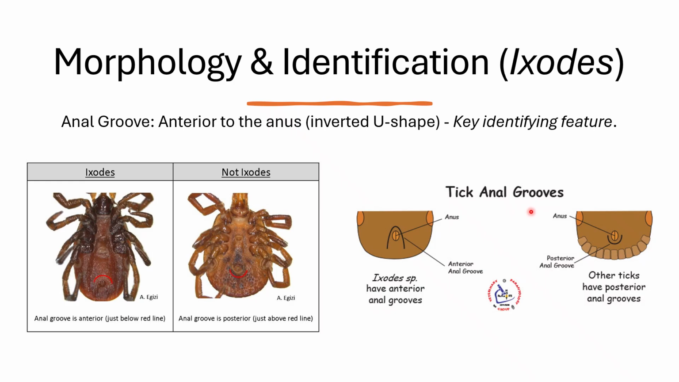This is another diagram showing the location of the anal groove, which is anterior and described as an inverted U shape. The other ticks have a posterior anal groove, and are also known as the Metastriata. For Ixodes, the location of the anal groove is also known as the Prostriata.